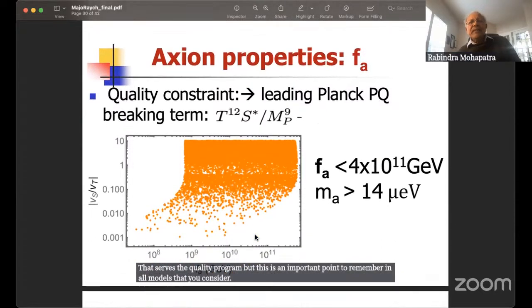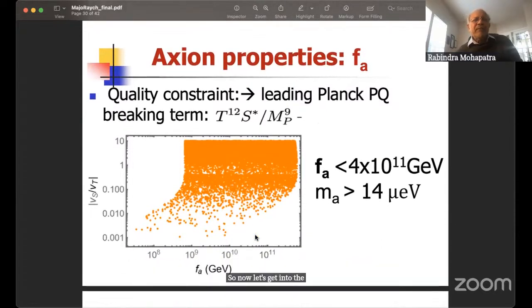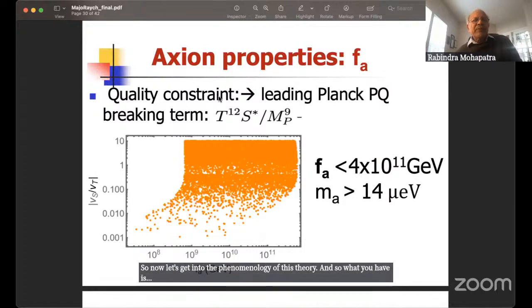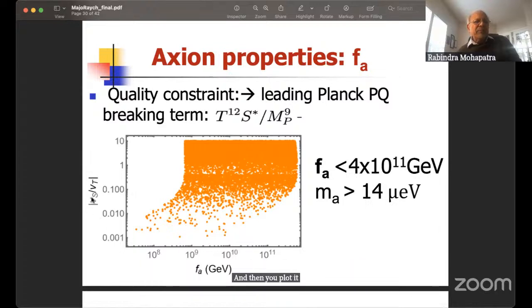So now let's get into the phenomenology of this theory. You have the quality constraint, and you have all these constants coming from the loop effect and the higher dimensional terms. Then you plot it as a function of the ratio V_S over V_T, which is our interpolating parameter.